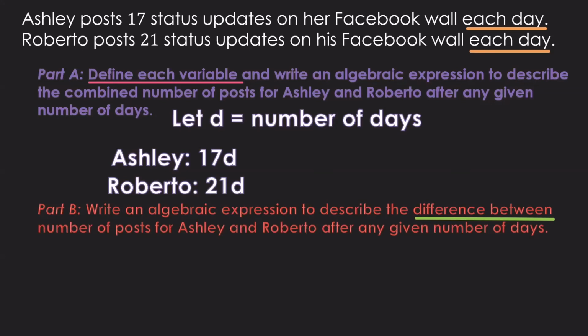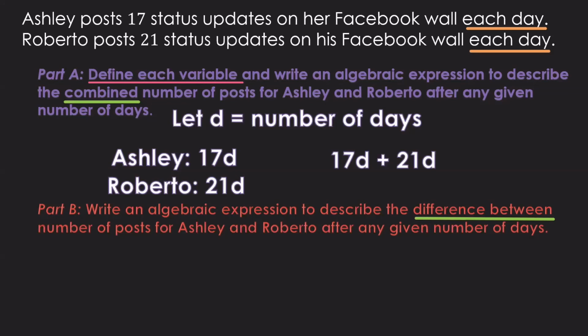Now this problem asked for an expression. What would the expression be to describe the combined number of posts? Well, combine tells me to add. There's another key word. So this would be your expression: 17D plus 21D. That is an expression to describe the combined number of posts.